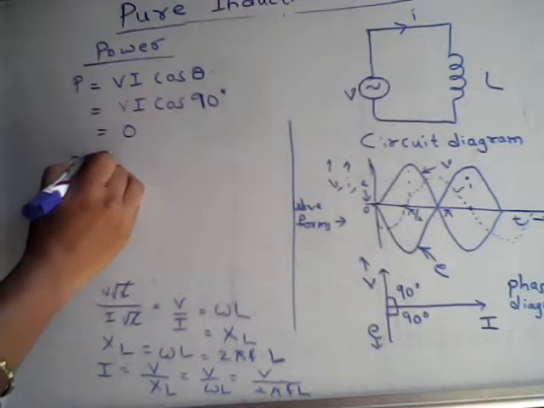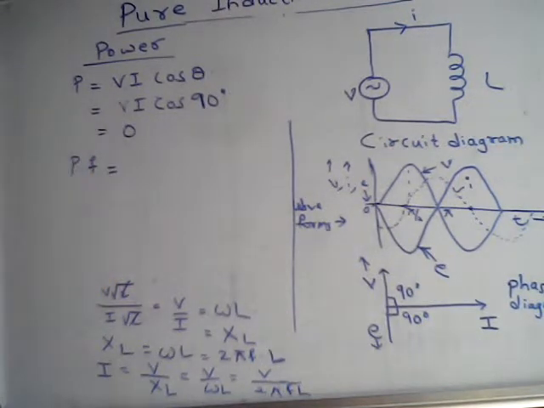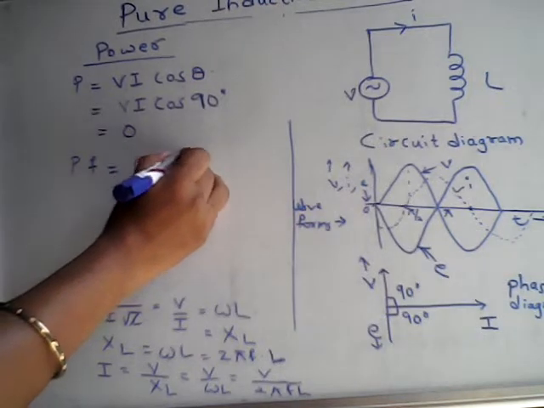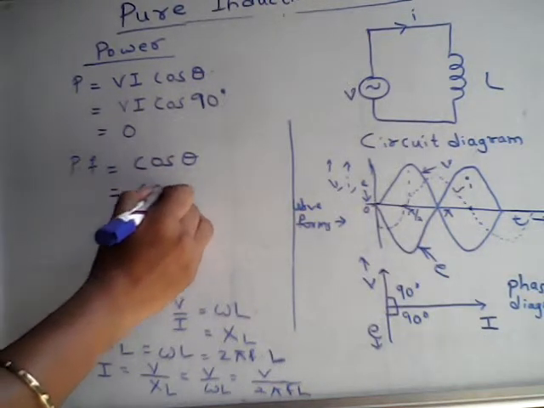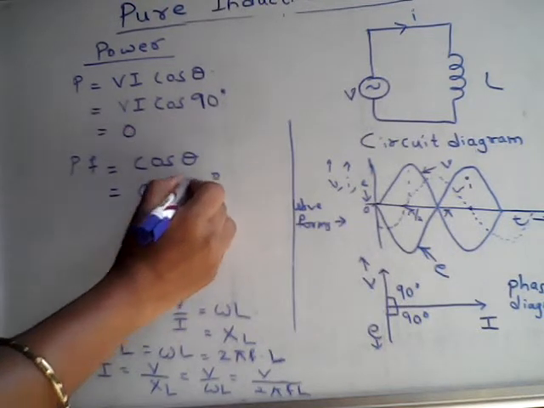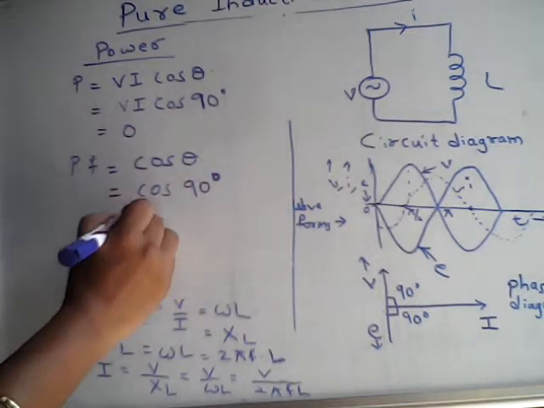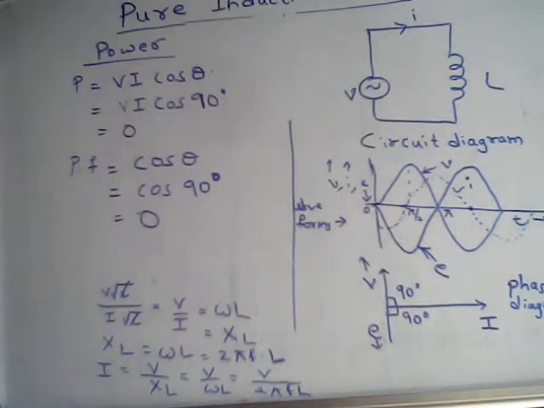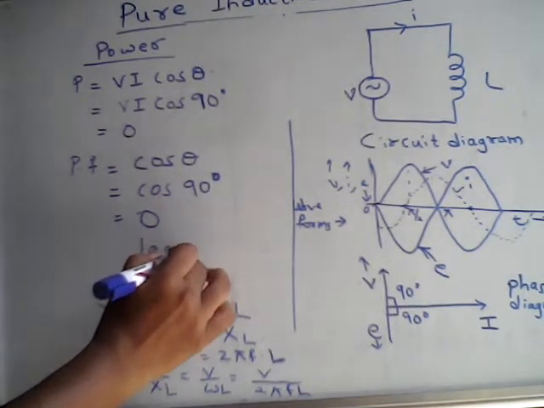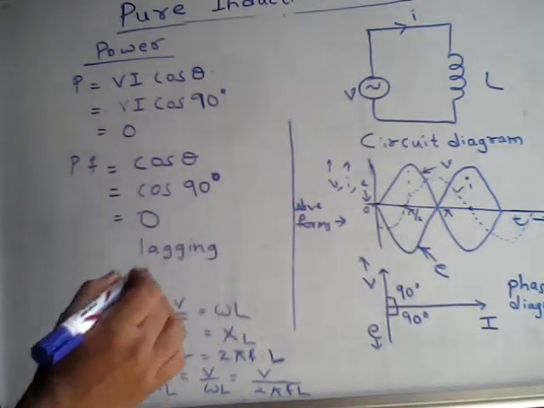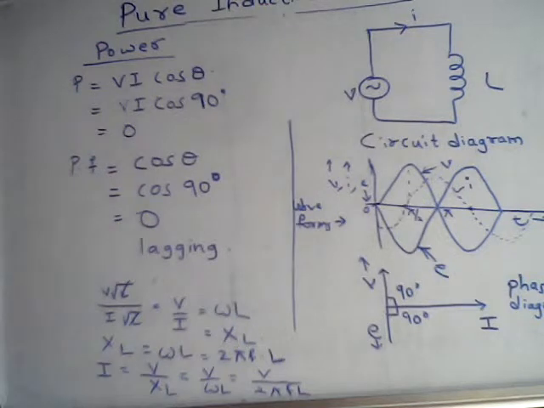Now coming to the power factor, which is denoted by PF. This is given by cos of theta, and the phase difference here is 90 degrees. So cos theta is nothing but cos 90, and that is equal to 0. And this is always expressed as lagging. The power factor of a pure inductive circuit is 0 lagging. The current lags the applied voltage by 90 degrees. So this is all about the pure inductive circuit, its waveforms, its phasor diagram, its power and power factor.